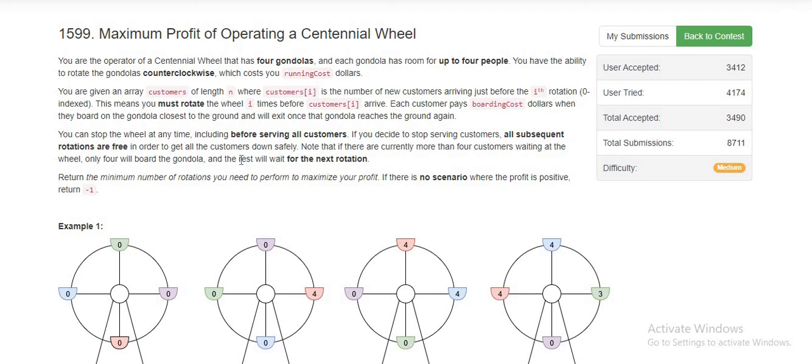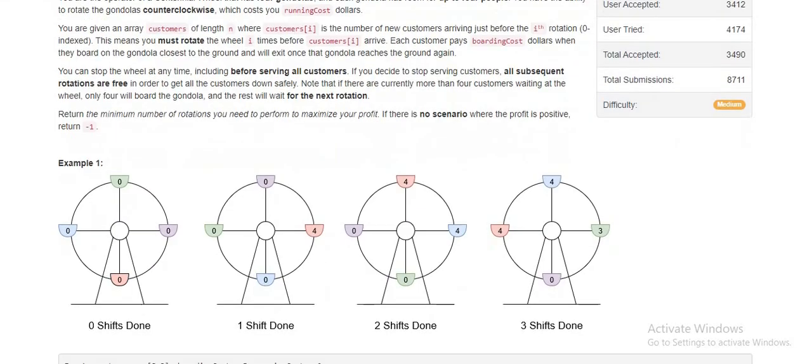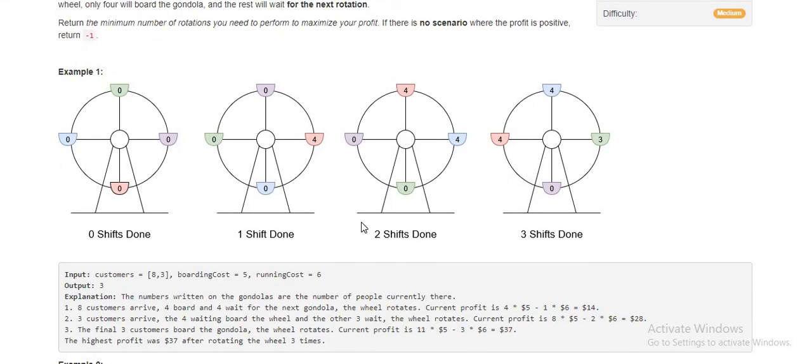So today we are going to discuss a problem from the weekly LeetCode contest 208. The problem title is Maximum Profit of Operating a Centennial Wheel. Let's look at the diagram, and I will meanwhile explain what is given in this.